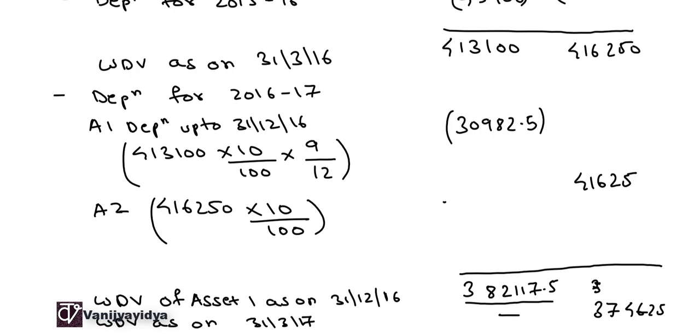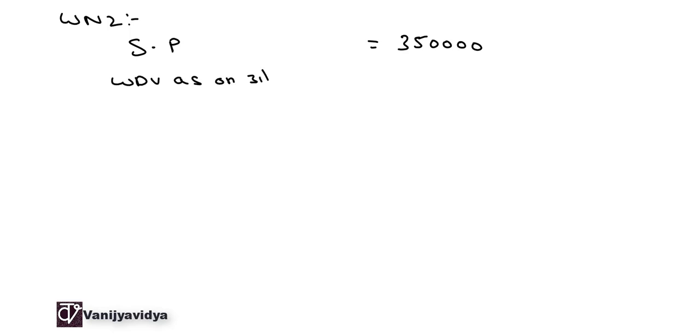We will prepare one more working note for that. Working note 2 for calculation of profit and loss on the sale of asset 1. So what is the selling price or sales proceeds that we received? It is 3,50,000. WDV as on 31st December 2016. How much is the WDV? 3,82,117.5.